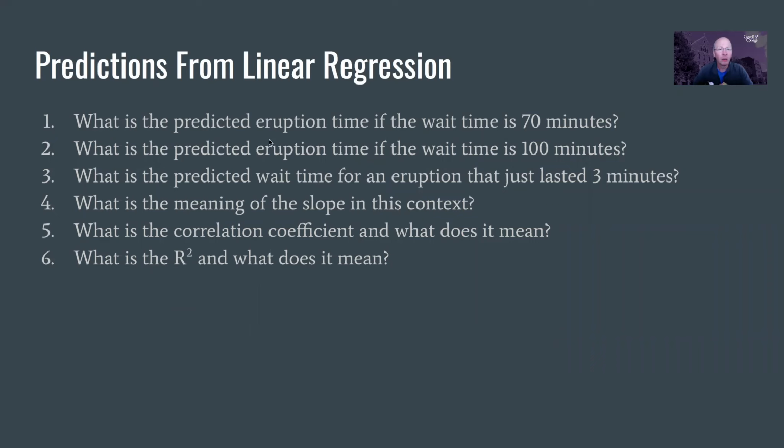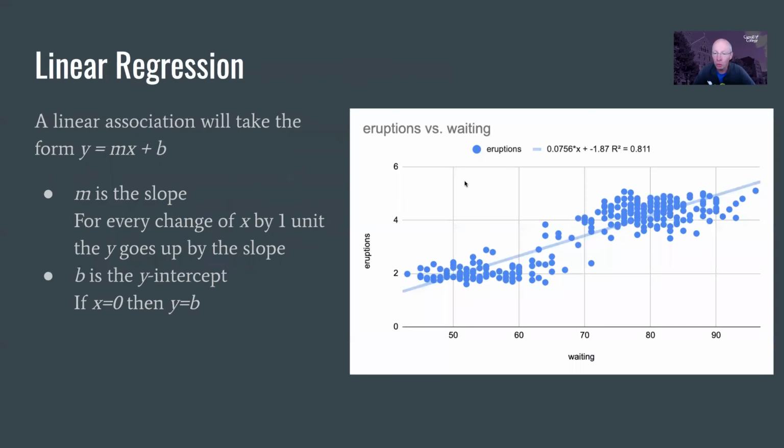So we can ask some really direct questions about this particular data set. Things like, what is the predicted eruption time for a 70-minute wait time, or for a 100-minute wait time, or the other way around, what is a predicted wait time for a 3-minute eruption time? Well, we could do those from here.